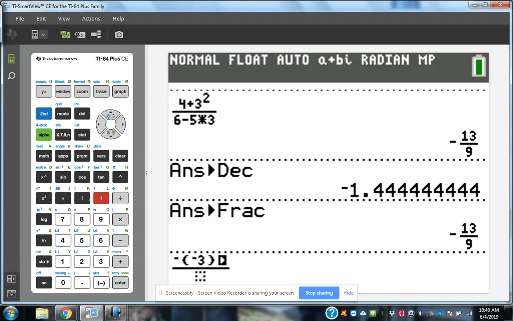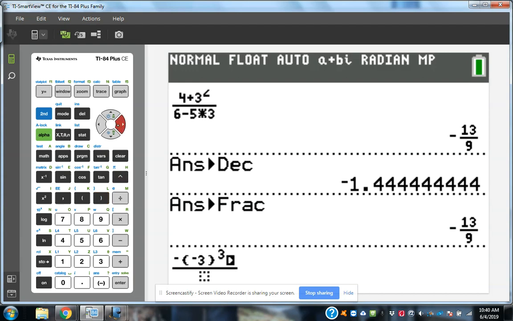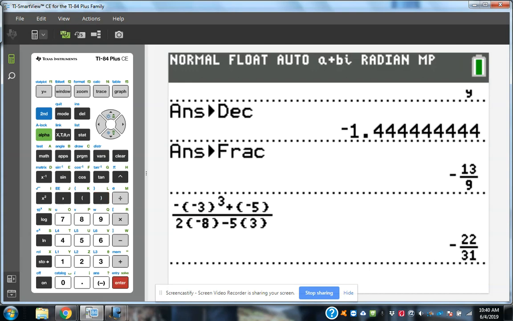Negative, parentheses, -3. Close the parentheses, raise to the third power. Right arrow key to get out of the exponent. Plus, parentheses, -5. Right arrow key to move to the bottom. 2, parentheses, -8. Close those parentheses, minus 5, parentheses, 3. Again, it should give me a fraction as an answer here because I've already picked fraction. And I get the -22 over 31.